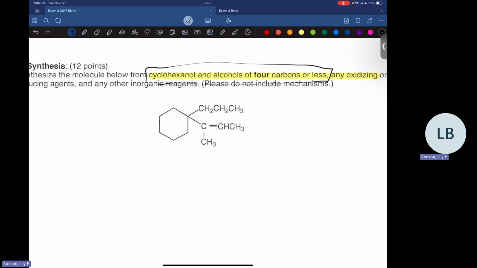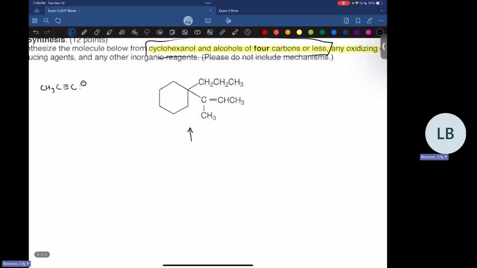So for this one, I see that we have a double bond, and I know that one of the reactions that we can do to form a carbon-carbon bond is with an acetylide anion. So instead of doing a Grignard, I'm going to do the acetylide reaction, which is Grignard. Oh, actually, I changed my mind. Ignore that. Pretend I didn't say anything.